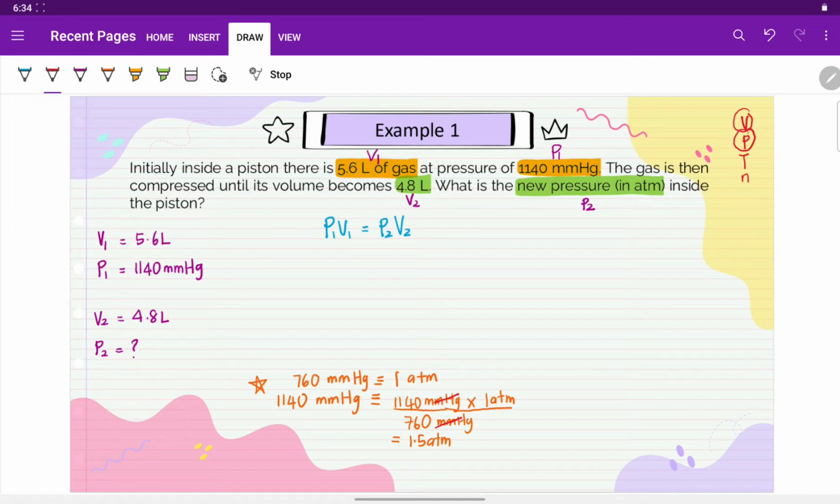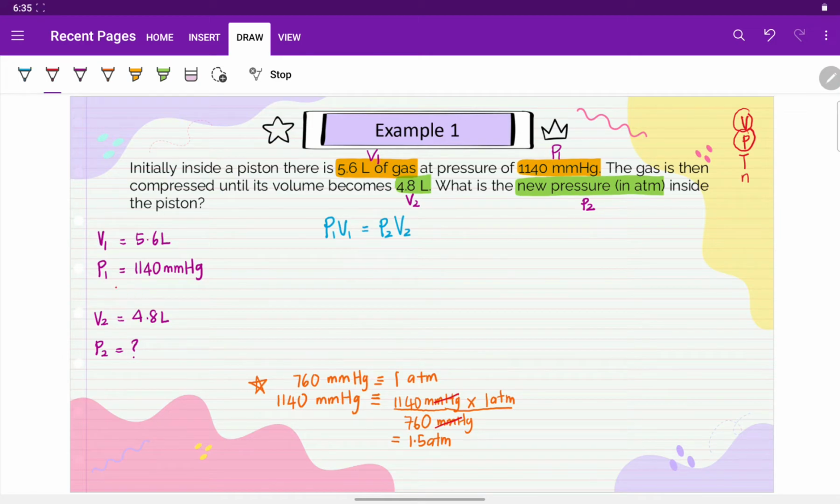Sebab apa? Awak kena berfikir, mana nak susun. Kalau awak cuma bahagi ataupun darab sahaja, mungkin awak terkeliru ataupun terlupa. Oh, nak bahagi ke nak darab? Selalu bahagi. Tapi kalau nak buat ATM kepada milimeter mercury, sepatutnya kita darab tapi awak bahagi. So dia akan jadi salah lah macam tu. So, for me, this is a safer way for you to convert.